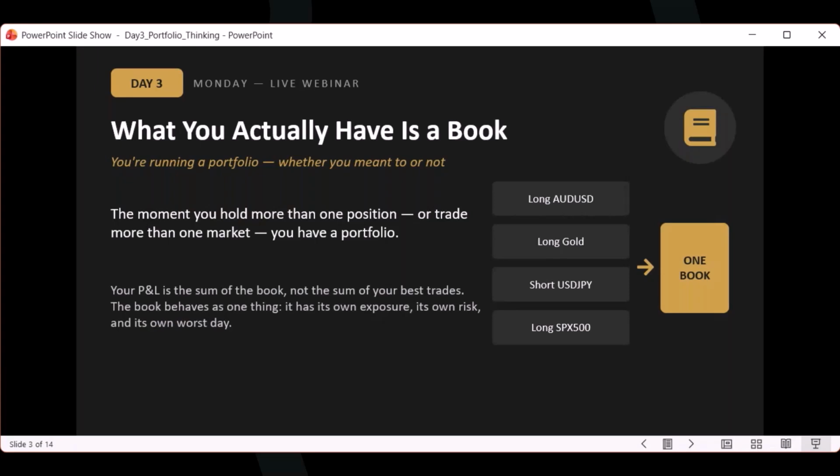So if we take 4 positions, for example, long Aussie USD, long gold, short USD yen, and long the US 500 or S&P 500 or whatever symbol is given to that, then essentially, in terms of how these will move, they're going to be the same way.